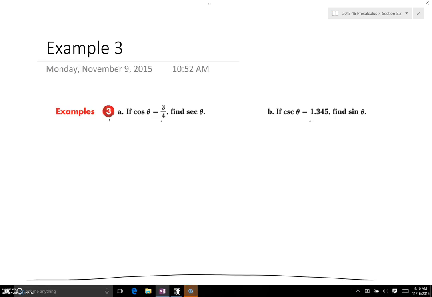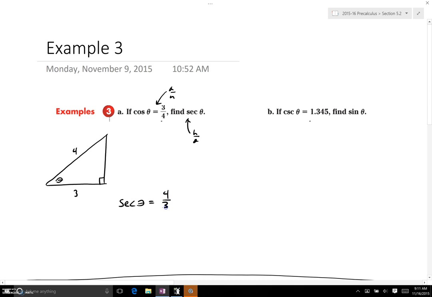Alright, so given the ratio instead of the angle, we can still find other values of trig functions. So here, we've got the cosine of theta is equal to 3 over 4. If we draw a triangle real quick, we can get a better idea of what's going on here. So let's call this theta, and that's our right angle here. So you know that cosine is the adjacent over the hypotenuse. So we're going to have 3 and 4 here. And remember that secant is hypotenuse over adjacent, or the reciprocal, so that means that secant theta is equal to 4 over 3.